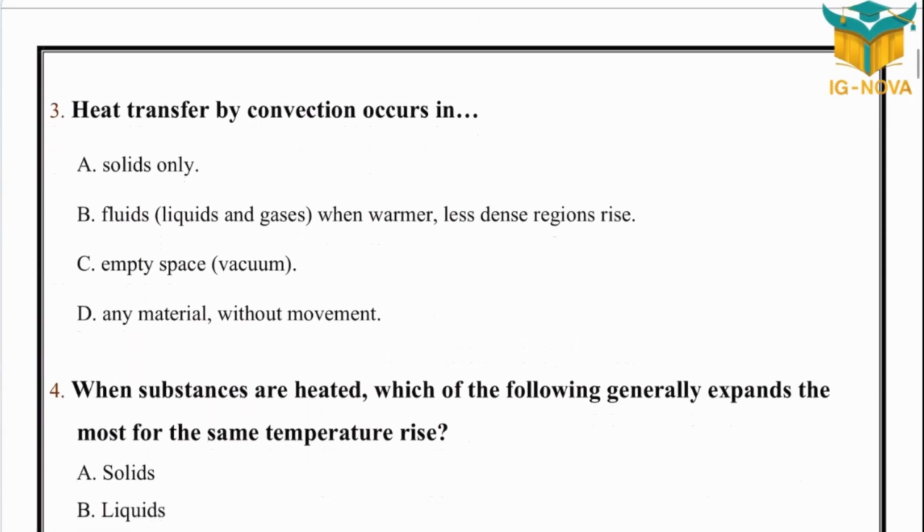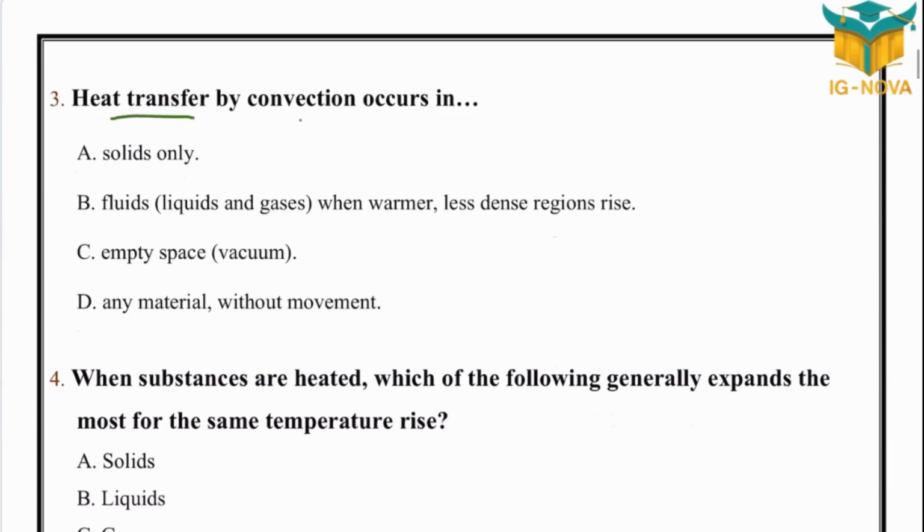Question 3. Heat transfer by convection occurs, as we explained before, in liquids and gases, so it's B.